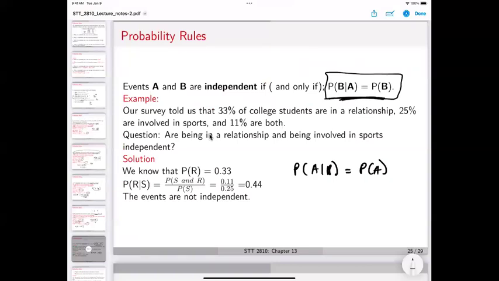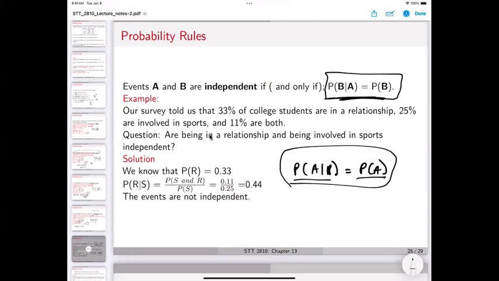So if this assumption holds, then it means those 2 events are independent. Anytime you're asked to check if 2 events are independent, write this down and then try to verify if this is the same as this. If they are the same, it means those 2 events are independent. Does that make sense? Let us look at how to implement that.